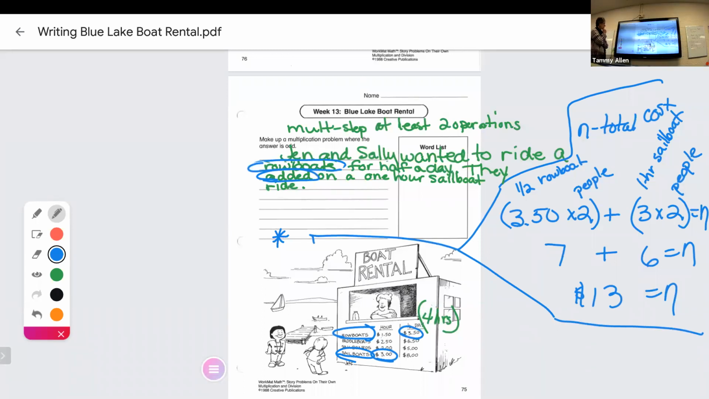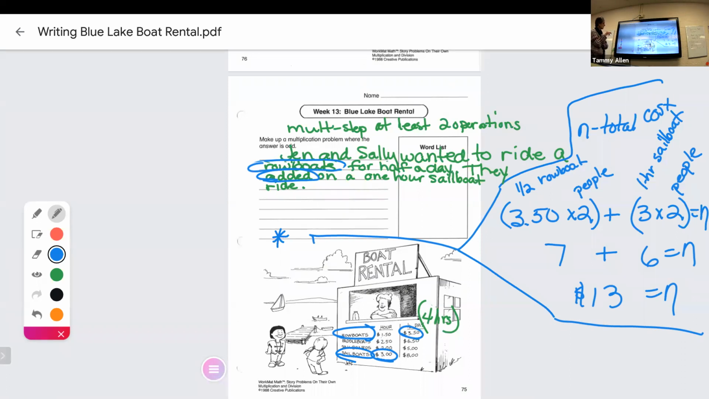Now, we're missing the words for each because we need to understand they're each doing this. So we need to include that in the question. Does that make sense? Because so far we have not indicated that they're each paying for it. Does that make sense?